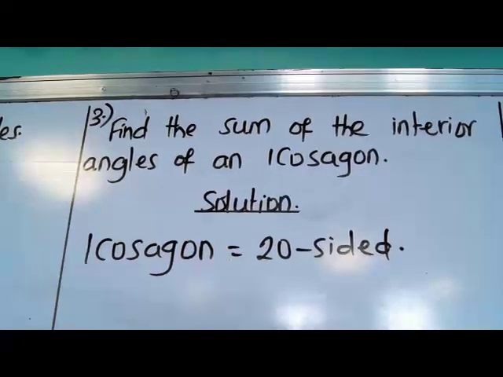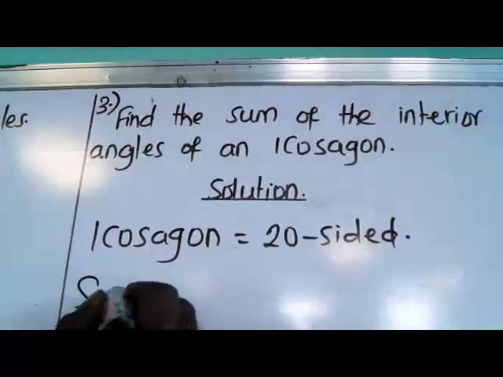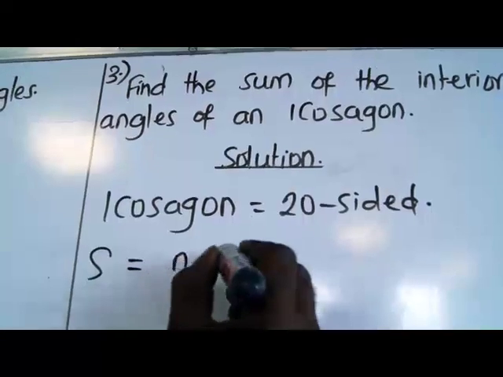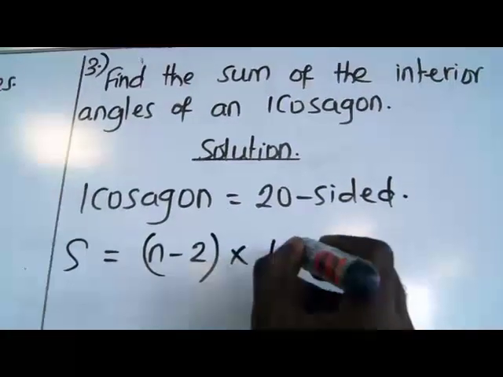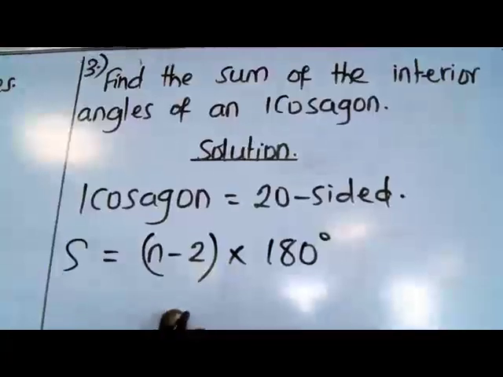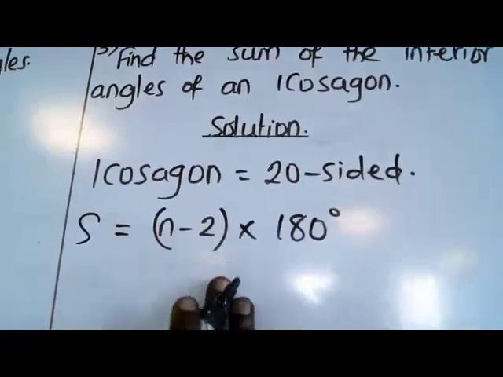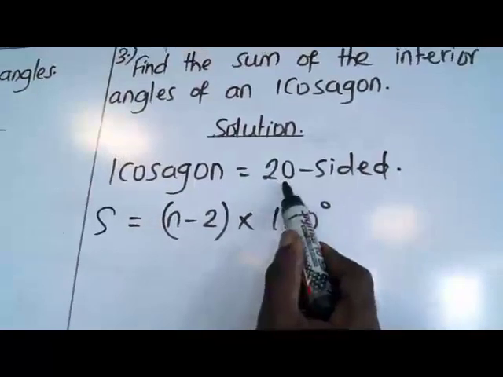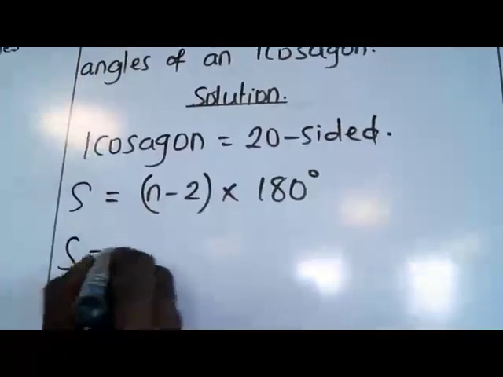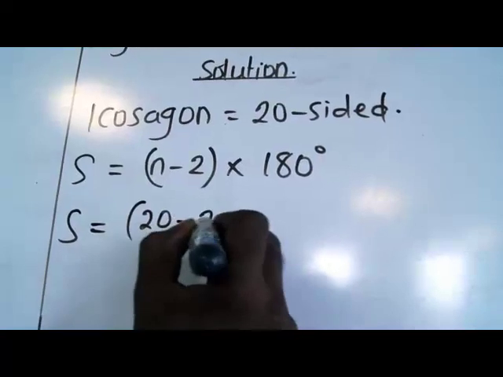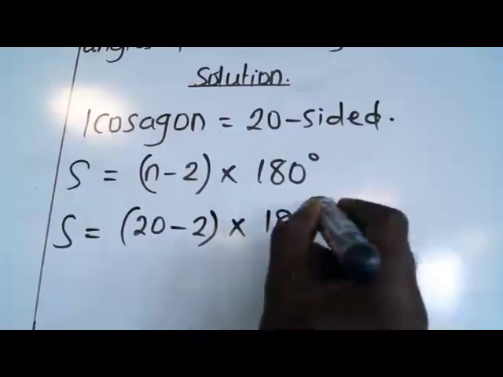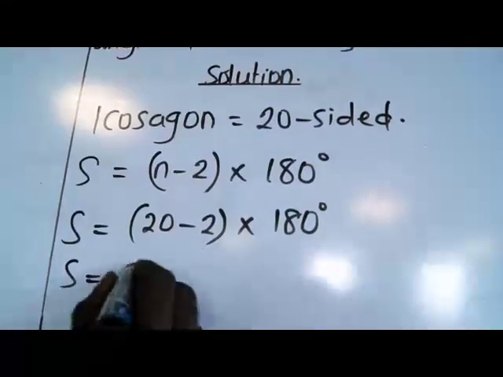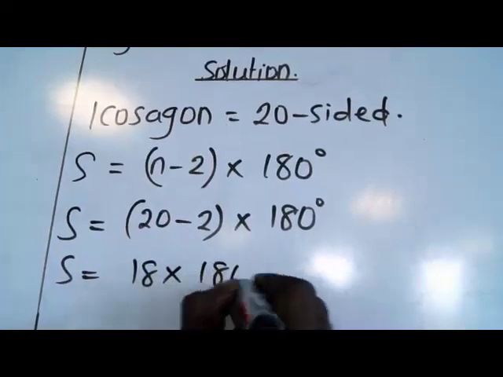Right? And we're taught that the sum of the interior angles of any polygon is given as (n minus 2) times 180 degrees, where n is the number of sides that the polygon has. So an icosagon is a 20-sided polygon, and that means it has 20 sides. So the sum will be equal to (20 minus 2) times 180 degrees. 20 minus 2 is 18, times 180 degrees.